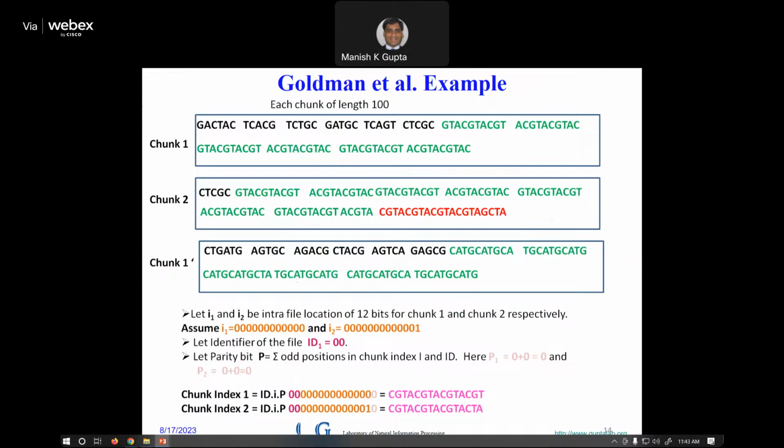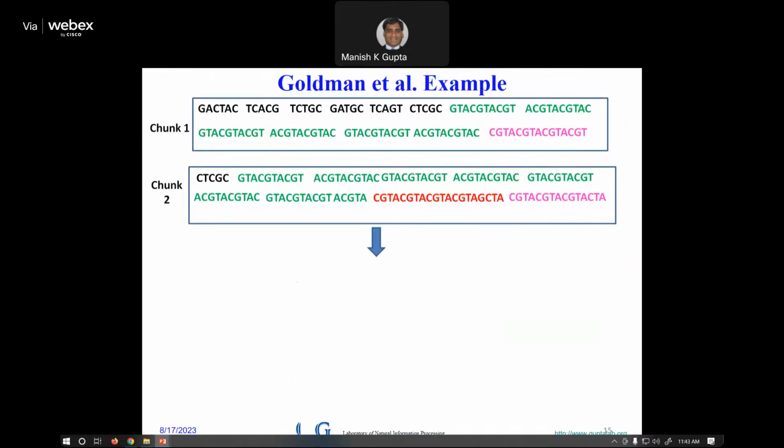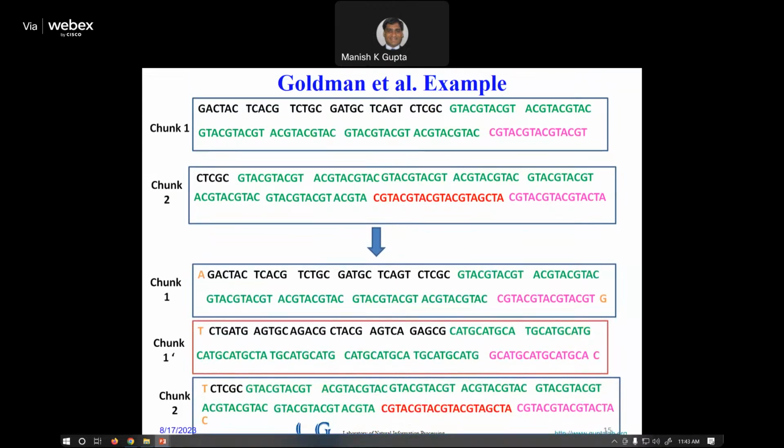And then the parity bit, the sum of all positions in chunk index 1 and ID. Here P1 is 0 plus 0 and P2 is also 0 plus 0. Chunk index 1 is something like this, ID, I, P and this. So overall, again that is converted into ACGT. Chunk index 2 is again converted into ACGT. All these engineering things, right? How the header is designed. And so finally, we have 2 of these chunks. They are converted like this.